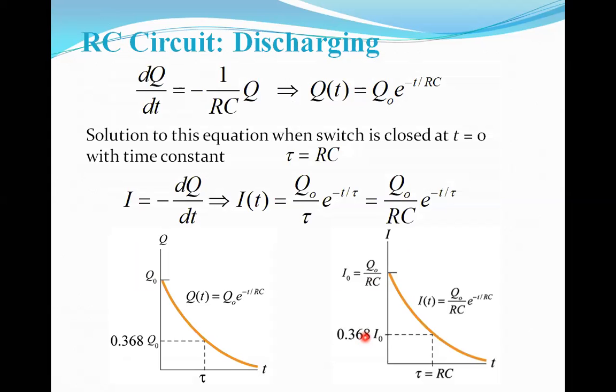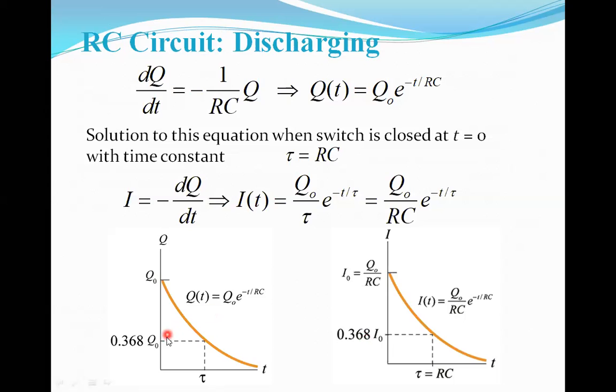So we have an equation. If you differentiate it with respect to time, dq by dt, you will get Q naught into exponential of minus t by CR. Here you can see this for both the current as well as the charge.